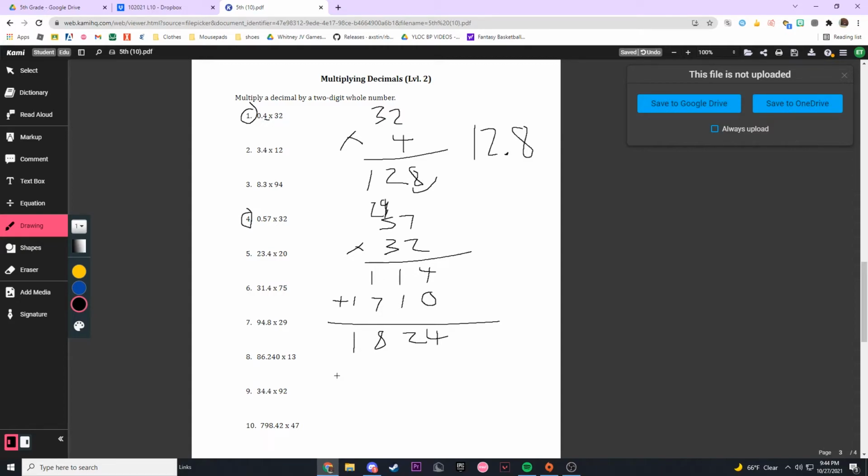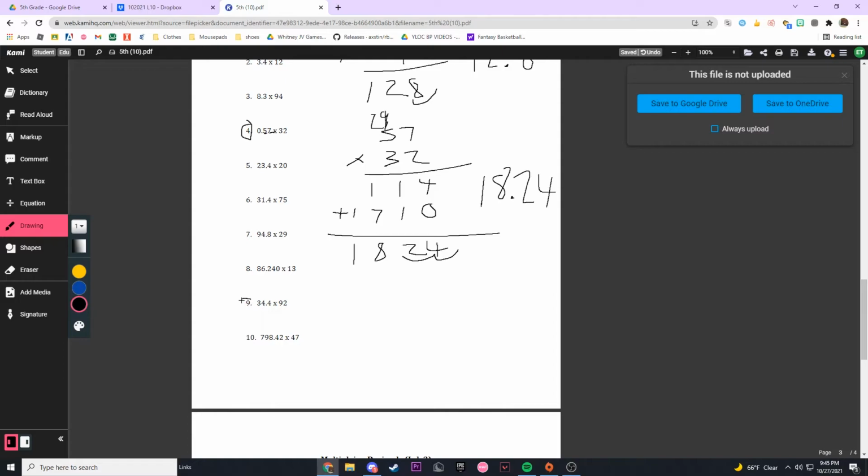is 1. So now we can look at the number with a decimal and see how many are on the right of the decimal. And in this case, it's 2 numbers. So we're going to move the decimal place to the left 1, 2 times. So for number 4, our final answer is 18.24.